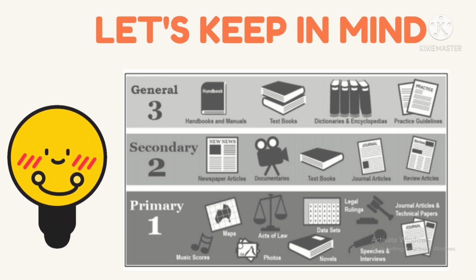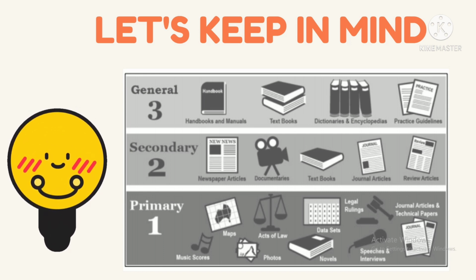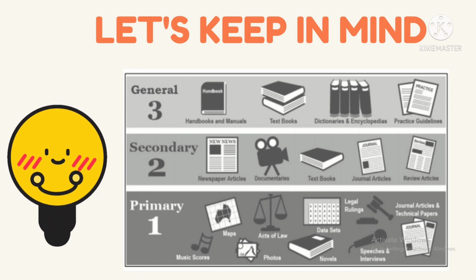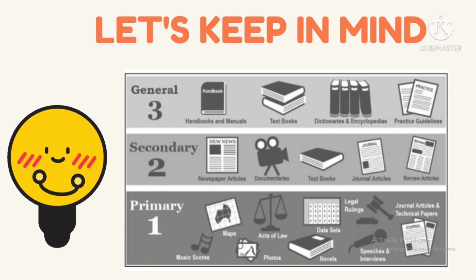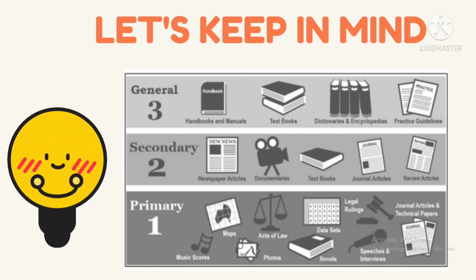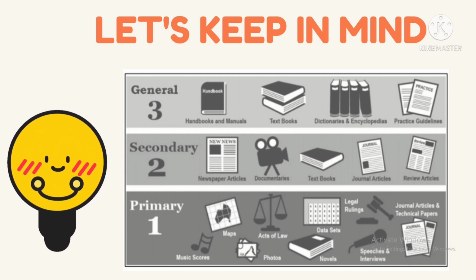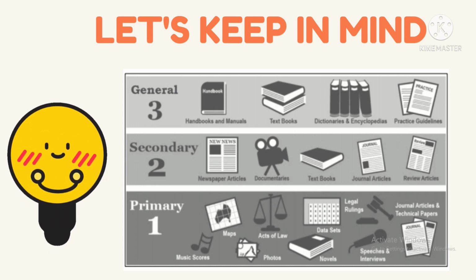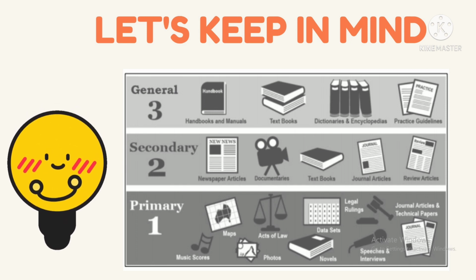Primary sources can be music scores, maps, acts of laws, photos, datasets, novels, speeches and interviews, legal rulings, and journal articles and technical papers. On the other hand, when we say secondary sources, it can be newspaper articles, documentaries, textbooks, journal articles, review articles. And the general sources can be handbooks and manuals, textbooks, dictionaries and encyclopedias, and practice guidelines.